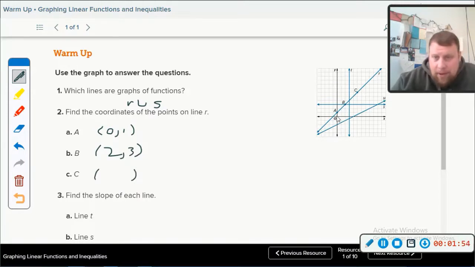C is going to be, oh my goodness, it's all the way down to here, which is 1, 2, 3, 4, 5. So 5 on the x, 1, 2, 3, 4, 5, 6 on the y, so 5, 6. And that's how we do it.